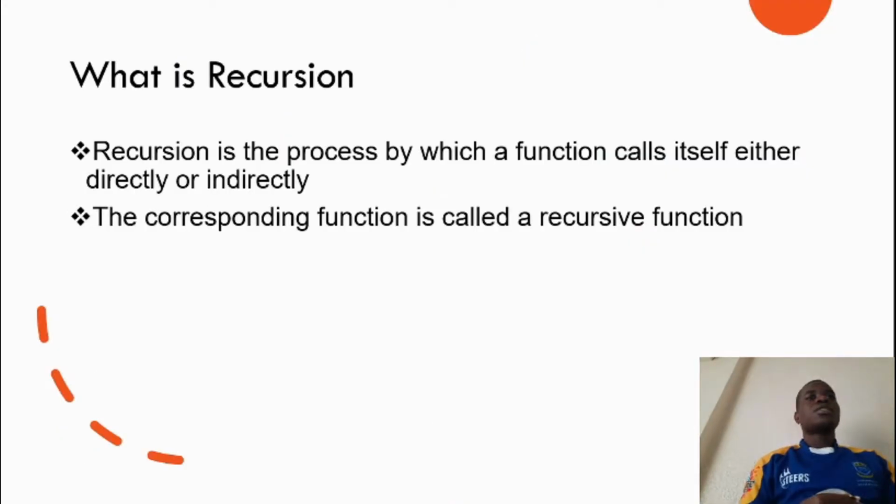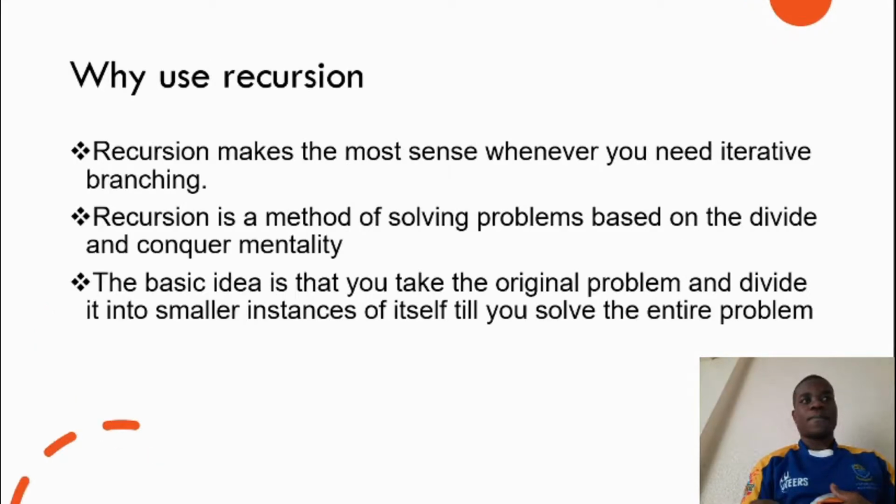So recursion is the process by which a function calls itself either directly or indirectly, and the corresponding function is called a recursive function. Recursion makes the most sense whenever you need iterative branching. Recursion is a method of solving problems based on a divide and conquer mentality, and the basic idea is that you take the original problem and divide it into smaller instances of itself till you solve the problem.